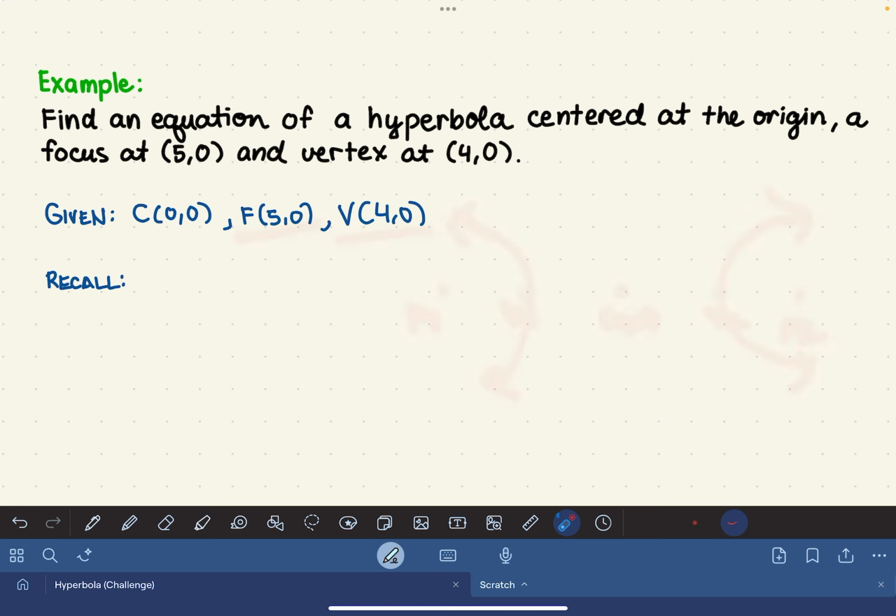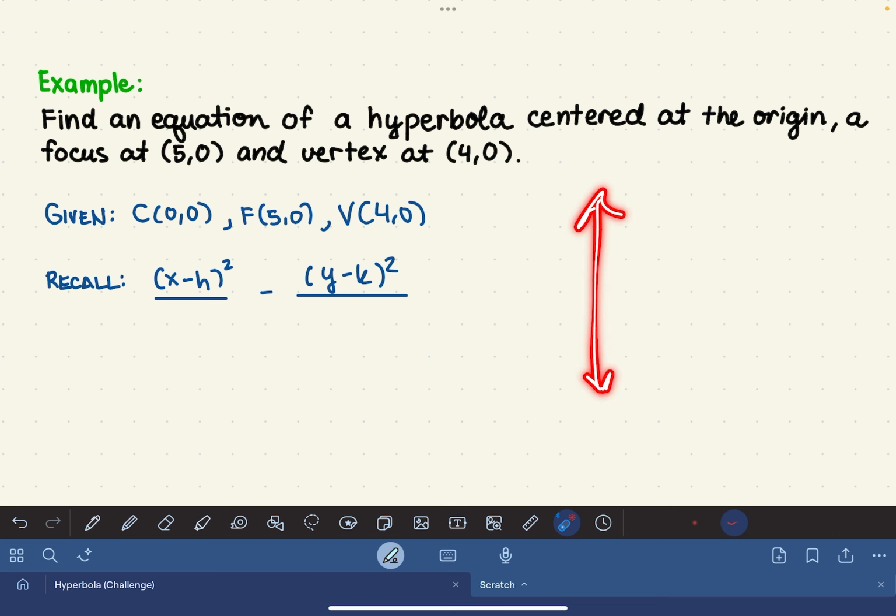If this is the case, take note that in the formula, we will have (x minus h) squared over a squared, minus (y minus k) squared over b squared. The minus part is on the y variable, since we omit the axis that is parallel to the y-axis. For a and b, always take note that the one with the positive variable has the denominator a squared, and the one with the negative variable has the denominator b squared. This is equal to 1. Given this, we can easily obtain the equation.